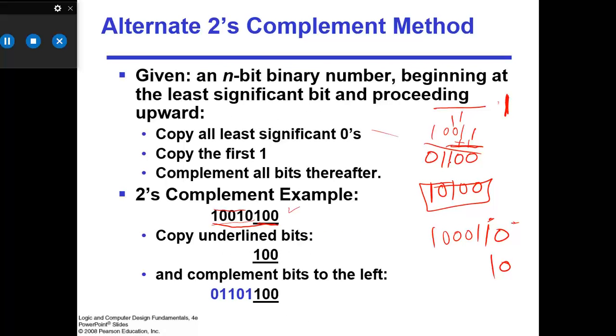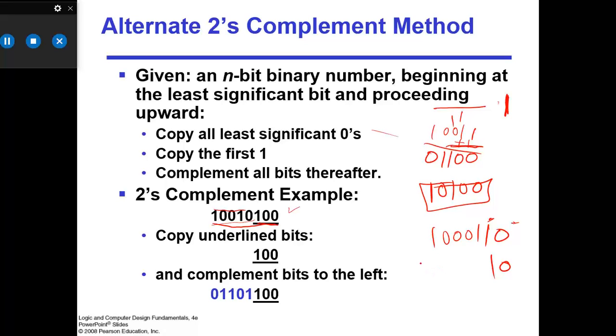So given n-bit binary numbers, beginning at the least significant bit and proceeding upward, copy all the least significant bits up to and including the first 1, and complement all the later ones. So, a 2's complement example. Let's say we have the number 1 0 0 1 0 1 0 0.